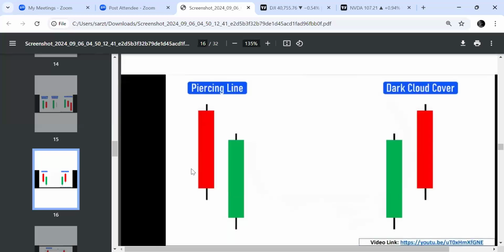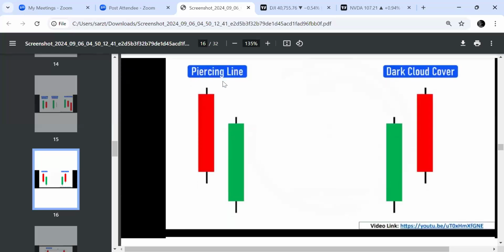And then we have the piercing line and dark cloud cover. Again, if we start learning by the names, it will be so confusing. But if we understand the psychology, it will be very simple. First we discussed the engulfing pattern. In the engulfing pattern, the candle completely takes over the previous candle. Second, we learned about harami candles. In a harami candle, it does not take over, but it stays inside the previous candle.